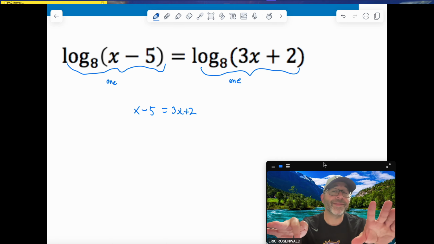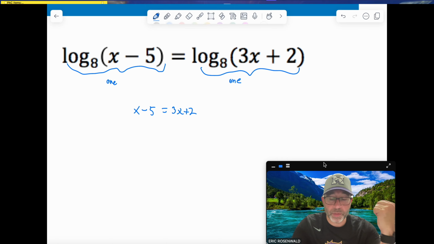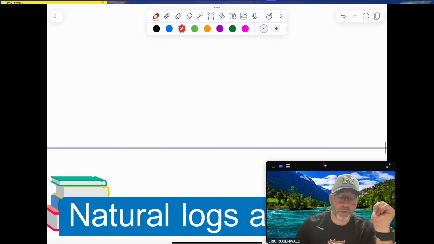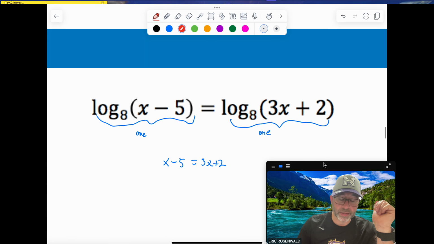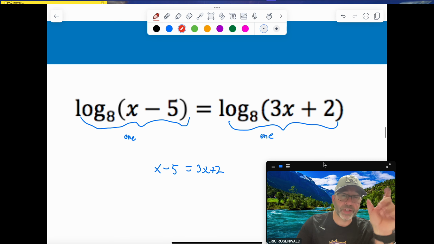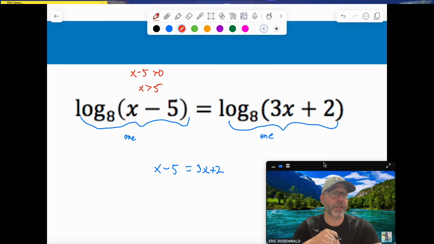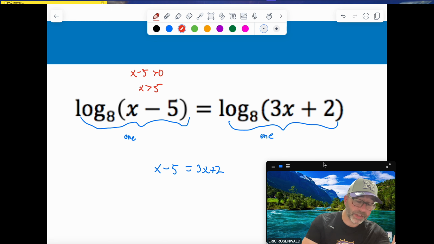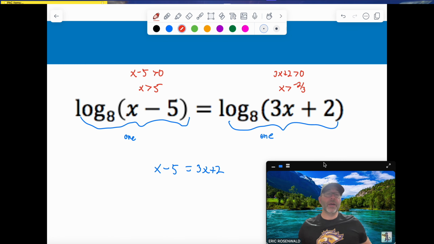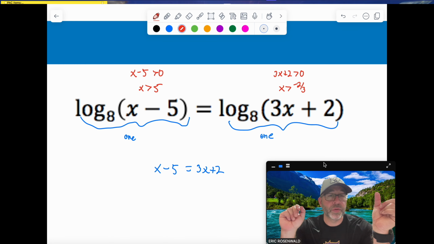Now, before we finish solving this, let's talk about something. We have domain restrictions in this problem. If you recall, whenever we have a log, there has to be a restriction placed on that internal value, that x minus 5 has to be greater than 0. So that tells us that x has to be greater than 5. So when we solve this, whatever we get, x has to be bigger than 5. Over on the right side, 3x plus 2 has to be greater than 0. That means that x has to be greater than negative 2 over 3. Now, when you look at this, we have two restrictions. We have when x is greater than 5, and we have when x is greater than negative 2/3.